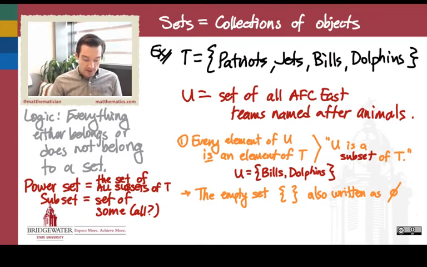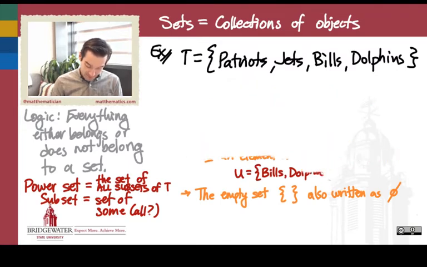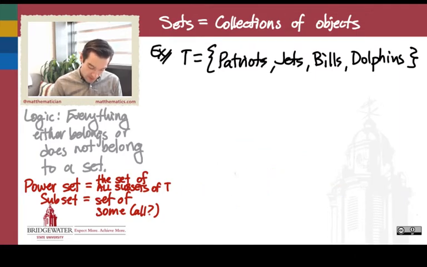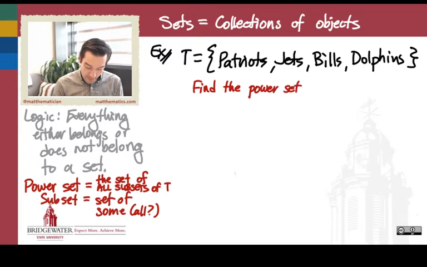So let's look at what that is in this example. So we know what a subset is. The question of power set is, what are all of the subsets that can exist for our given set? So let me clear out some more space here. So if you're asked to find the power set of T, this is asking you exactly the same question as to list all possible subsets of T.